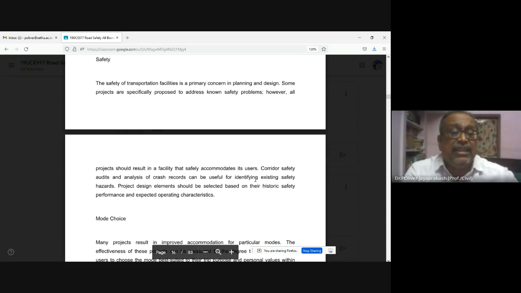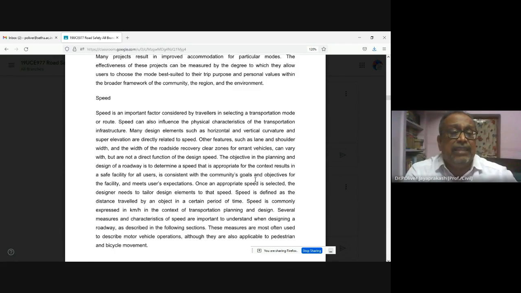And safety is mainly dependent on the factor of speed. If the speed of the vehicle is high, naturally the risk factor is high. And if the speed is low, naturally the risk factor is low. Safety of a particular road is improved once you reduce the speed. On the other hand, if the speed of the vehicle is reduced, naturally the traffic capacity is reduced. If you go at a high speed, naturally you can accommodate more vehicles compared to slow moving vehicles.